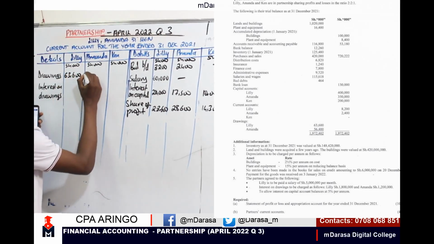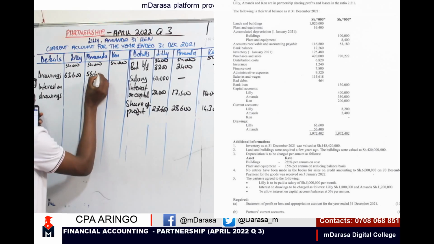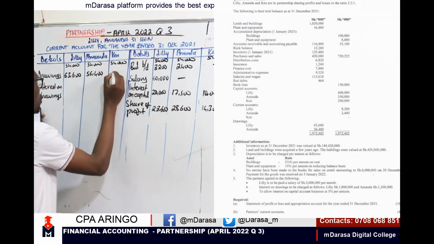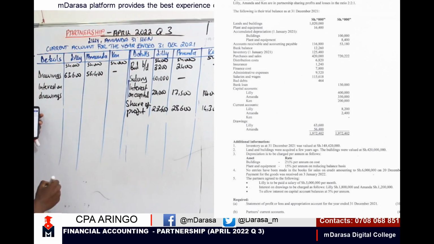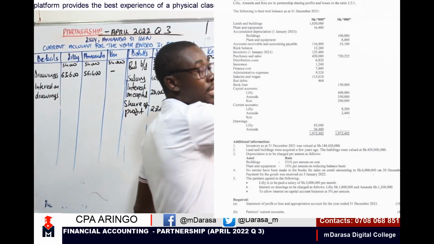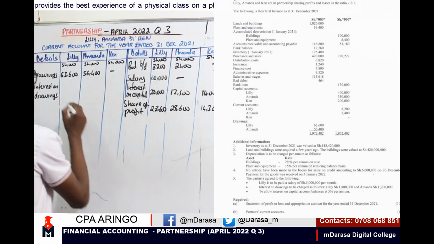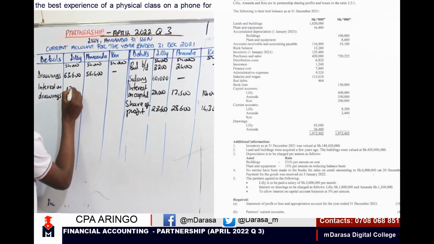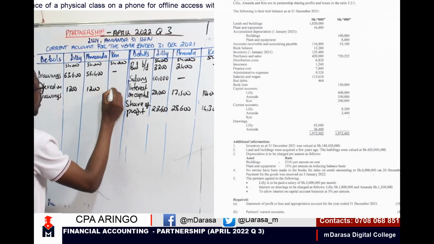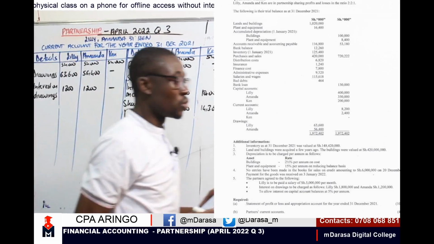63,600. For Amanda, I'm having 56,400, whereas for Ken, I'm having dash. We don't have anything for Ken. Interest on drawings, we had already computed here: 1,800 for Lily and 1,200 for Amanda. For Ken, we did not have any interest on drawings.